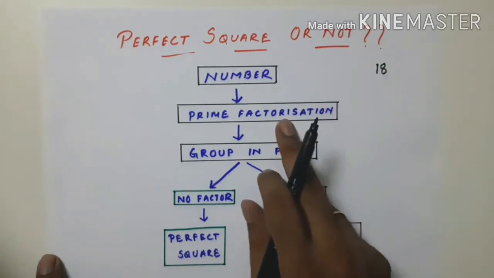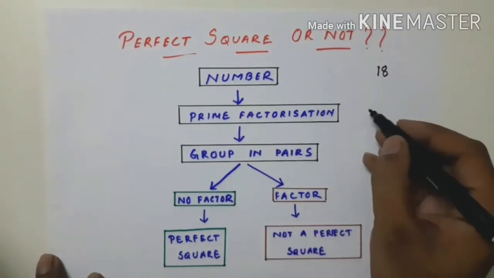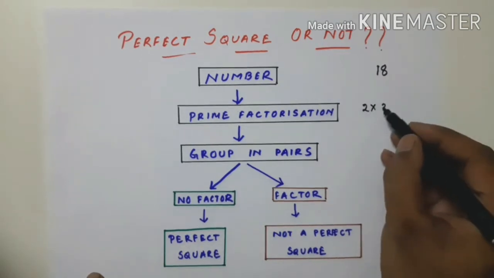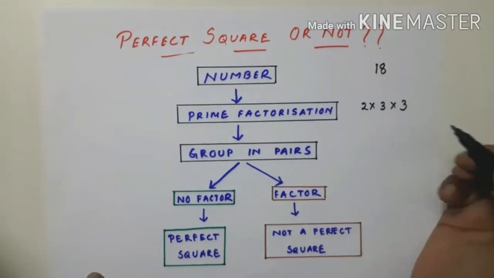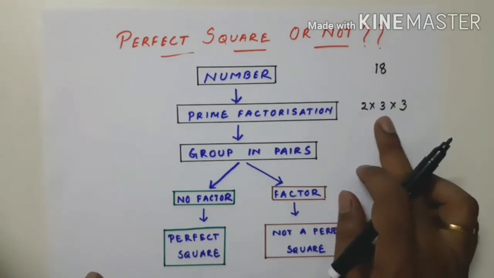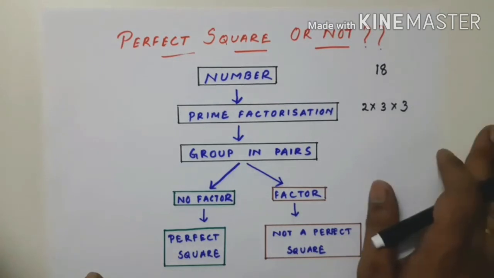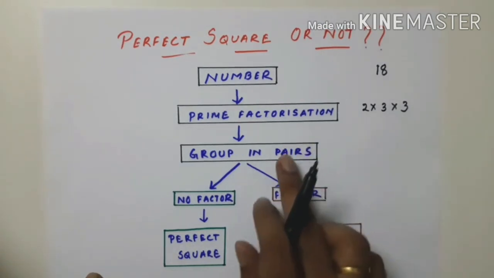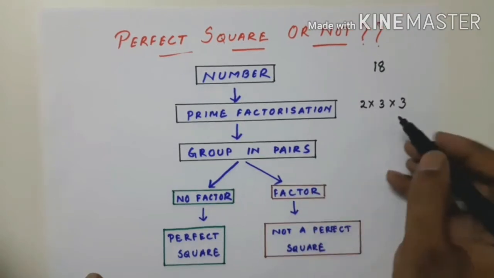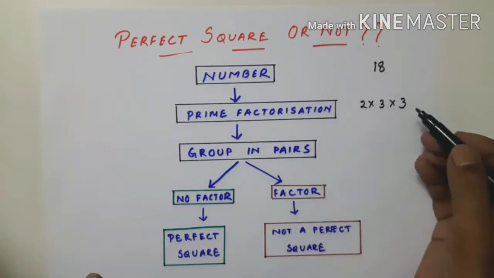Now we have taken the number 18. Now we will prime factorize. So 18 can be written as 2 into 3 into 3. So this is the prime factorization of 18. 2 3s are 6, 6 3s are 18. By the prime factorization method we can do it. So next we have to group them in pairs. Now you have to find where there is a paired group. You can see here 3 into 3, that is a paired group.